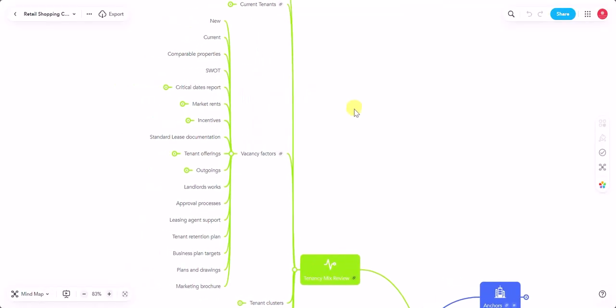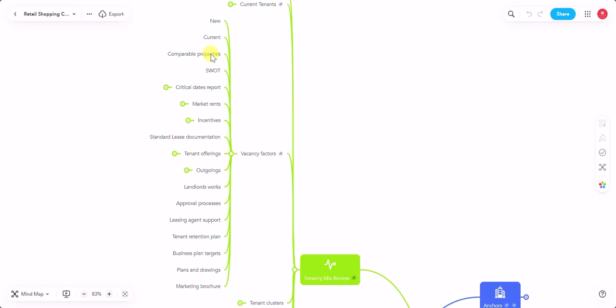And now I'm looking at vacancy factors in a shopping centre. Starting at the very top, of course, I want to understand the new vacancies that are there or the vacancies that are current. So there could be some vacancies that are coming up with the existing tenancy mix. What are they? Where are they? And how is that going to impact my cash flow? Then I look at the current vacancies.